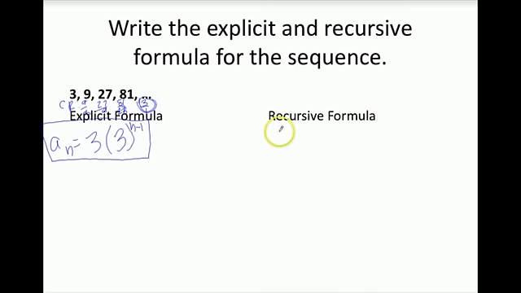Now, the recursive formula, keep in mind, always has that first term. Our first term is 3, and now we need to find what a sub n is. If we notice, to get to each sequential term, we multiply the previous term by 3. So this formula will be 3 times the previous term, which we write as a sub n minus 1.